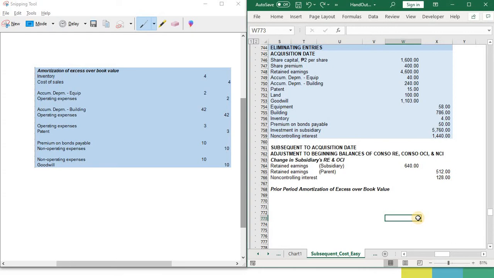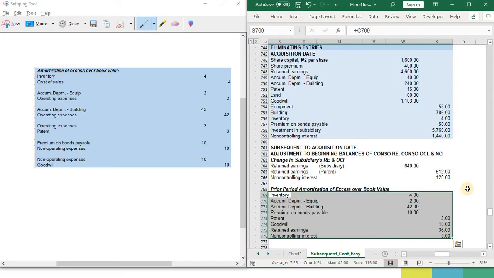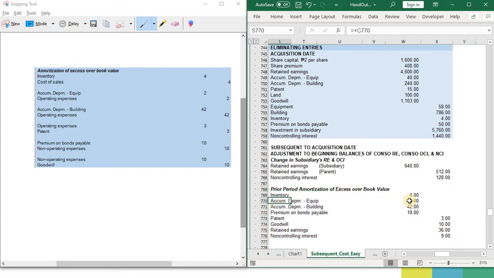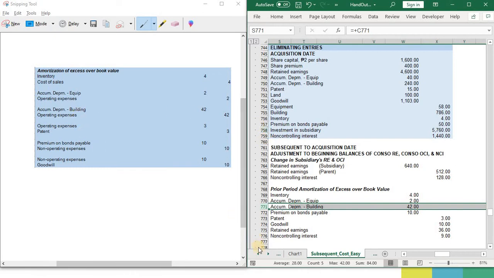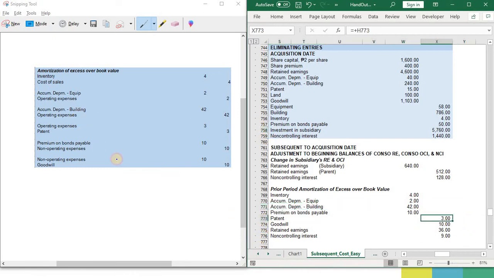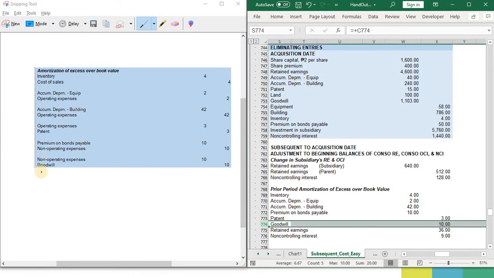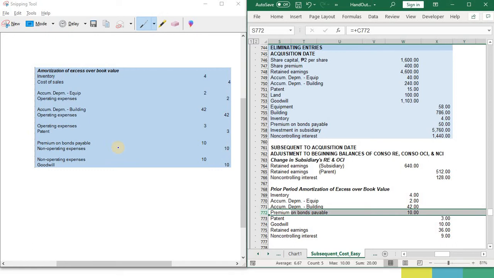amortization of excess over book value, our entry will be a debit to inventory for 4 pesos. The inventory is debited at 4 pesos because inventory is a real account. Then the other accounts: accumulated depreciation is debited at 2 pesos because here the accumulated depreciation, which is a real account, is debited, as well as the building, which is also debited. Then the patent is credited for 3 pesos because here we also credited patent at 3 pesos. And the goodwill is 10 pesos as a credit. Then for the liability, the premium on bonds payable is debited for 10 pesos.